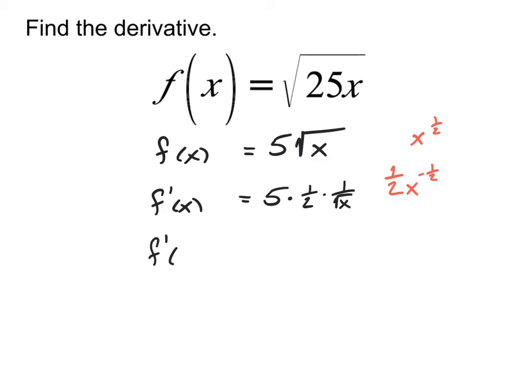Of course, you probably didn't show it that way. You probably went straight to the final step, which would have been 5 over 2 root x. And that would be it. That would be done.